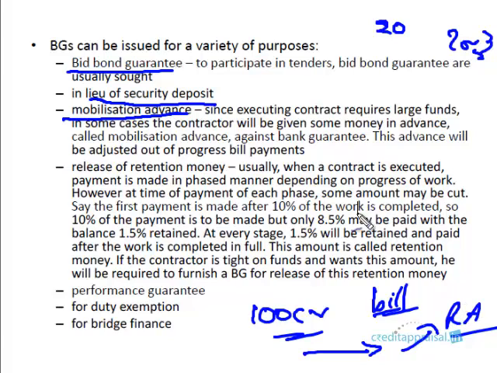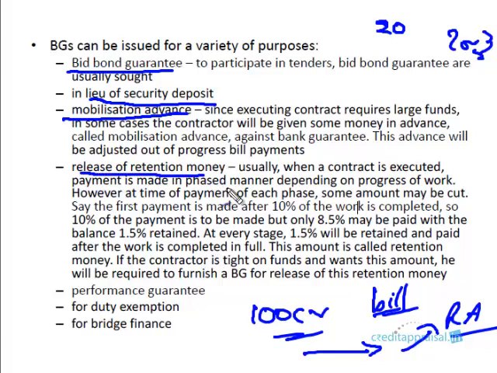So usually it is a practice in large projects that some mobilization advance will be given by the company to the contractor. Some money will be given, but they won't give the money like that. They need an assurance. So sometimes the companies say to the contractor, you get a BG, and against the BG we will give the mobilization advance. So that is also a purpose for which a BG can be given.